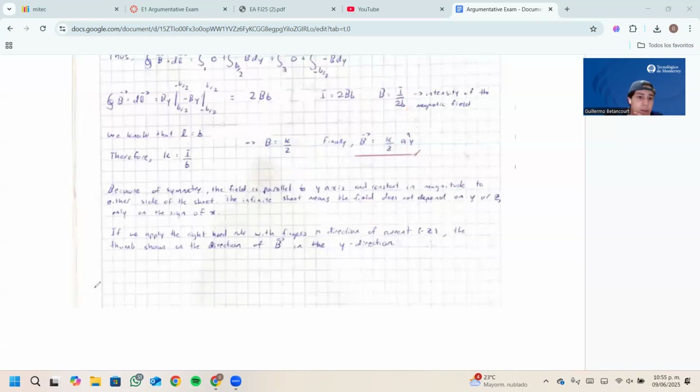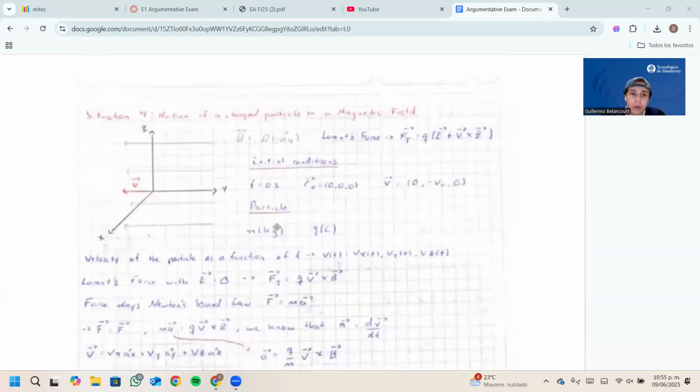But also, because of the symmetry, this field is parallel to the y-axis and constant in magnitude on either side of the sheet. The infinite sheet means the field does not depend on x or z, only on the sign of x, I'm sorry. And if we apply the right-hand rule with fingers in the direction of current, minus z, the thumb shows us the direction of the magnetic field in the y direction.